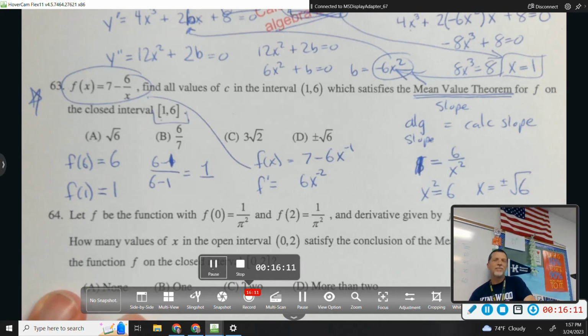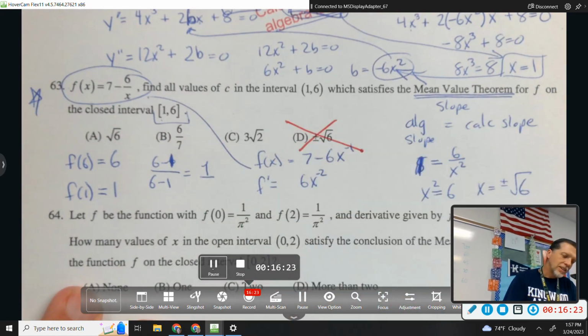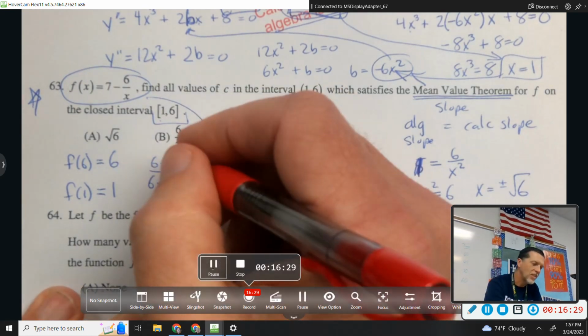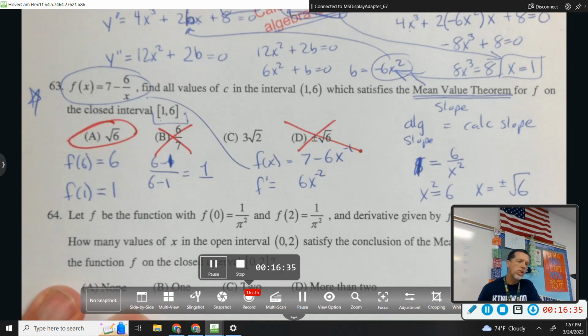What? Why? Oh, because it has to be between 1 and 6. It's got to be between 1 and 6. So we did all that right. And from the very beginning, we should have thrown out negative square root of 6, because it's not between 1 and 6. Because it's negative, throw that one out. So it has to be the positive one, and 6 and 6 over 7 has to be thrown out as well.